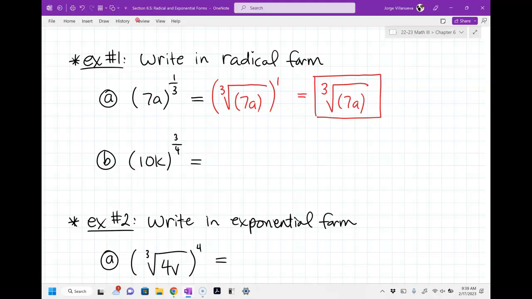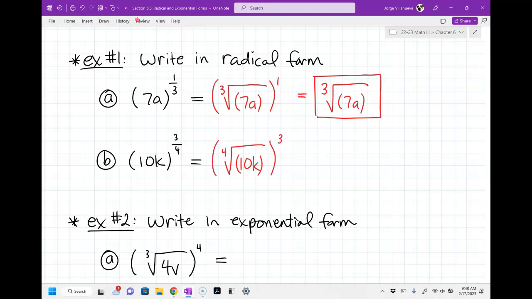So B, the quantity of 10k to the 3/4 power. So my fraction is 3 over 4. Okay? So I'm going to write a radical. I'm going to put the 10k, my base is going to be my radicand, my value inside. Okay, what's my index? A 4. And what is my power? A 3. And I'm done.